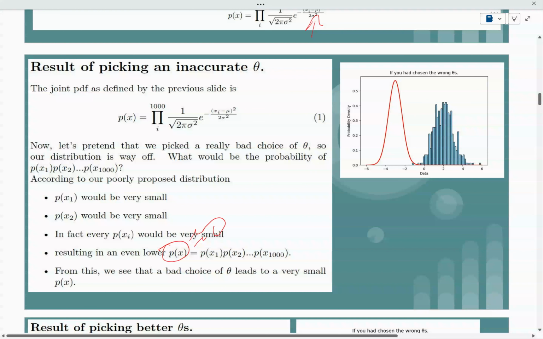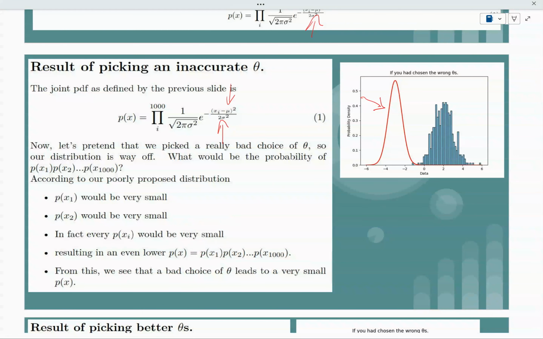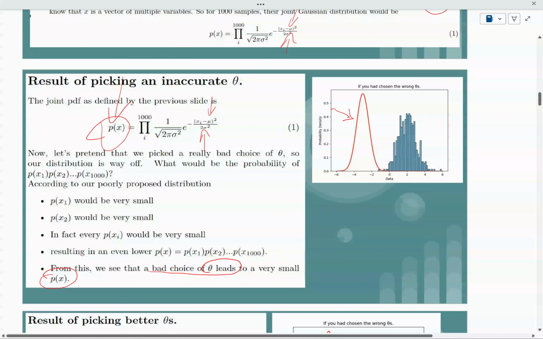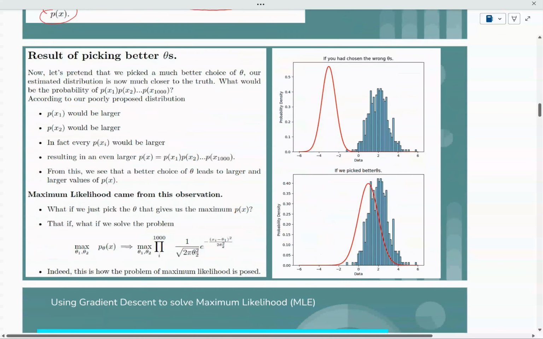So you can see here that if we made a very bad guess for mu and sigma, then the joint probability of x will be very, very small, because when we multiply all these numbers together, it'll be small number times small number times small number. So from this we see that a bad choice of theta leads to a very small joint probability. Now, what happens if you pick a better one?